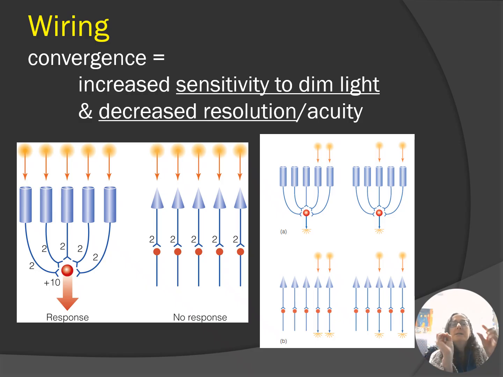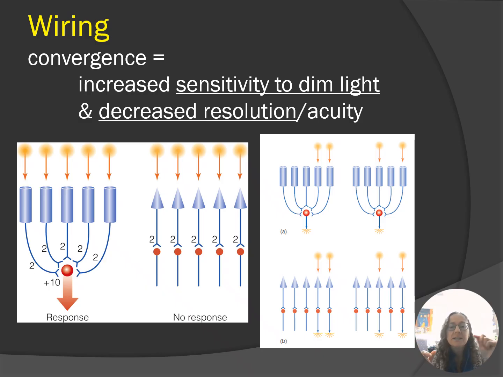Okay, and so we're in this dim light, and that light is hitting these 5 rods, and so those rods are each giving 2 units of activation. So it's 2, 4, 6, 8, 10. 10 units of activation, and that bipolar cell fires. So I actually see the light out there. If we look at what's happening with the cones, I'm in this dim light.